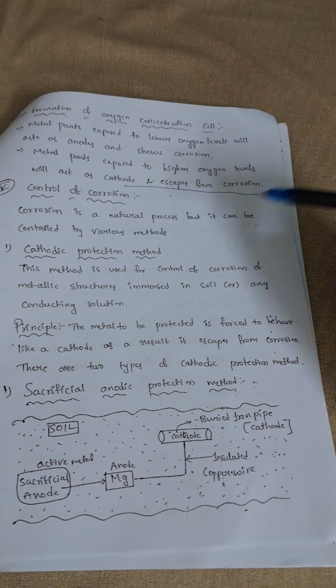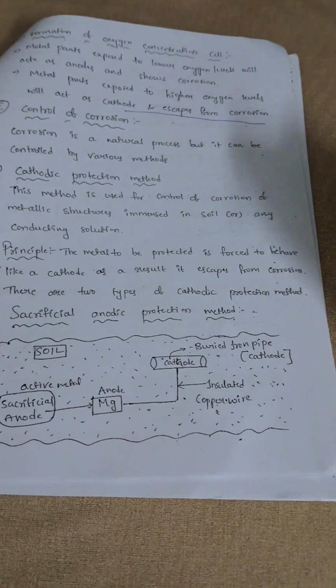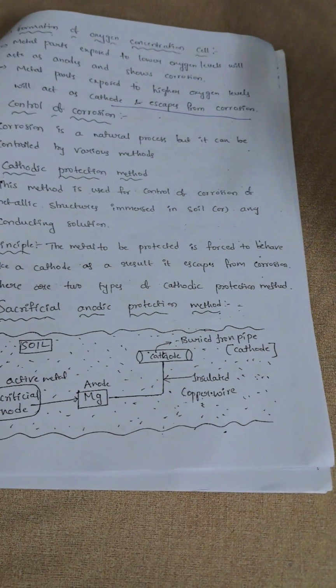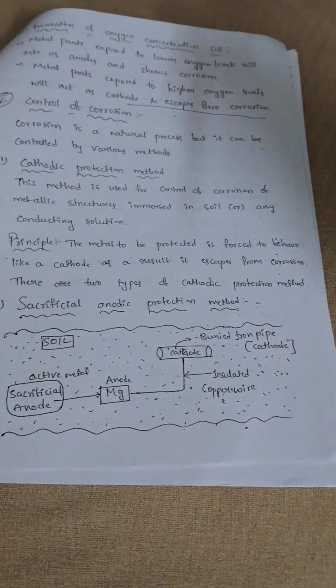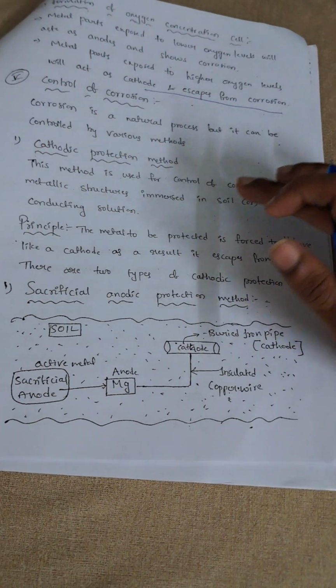Hello everyone, so let's discuss control of corrosion. How to control corrosion? Now by the way, corrosion is a natural spontaneous process that we all know, but we can control it by various methods. So here, the cathodic protection method.